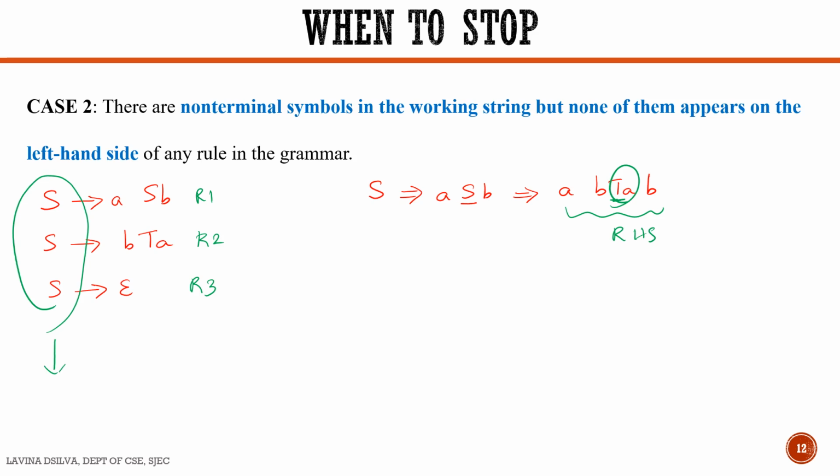No. So this is a scenario where we can't go ahead in the derivation and the derivation is blocked. We call it a blocked derivation. We have gone ahead with the derivation, but we were not able to generate any string because of the blocked derivation.